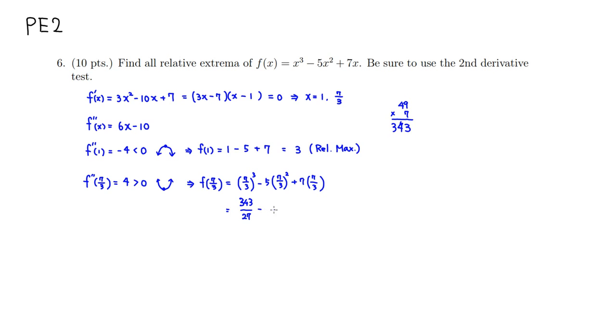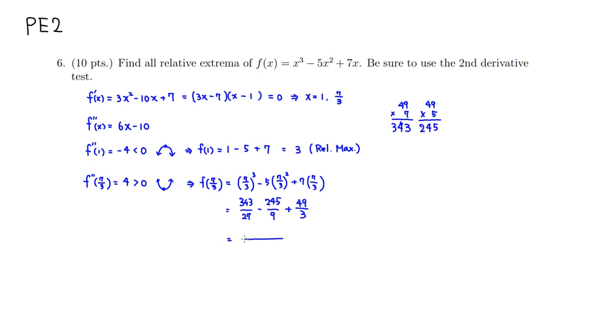Minus, 3 squared is 9. 7 times 7 is 49, and you're multiplying by 5. So 5 times 9 is 45, and 4 times 5 is 20, so 245. So we have 245 here. Plus 7 times 7 is 49 over 3. Then we just need to take the common denominator.